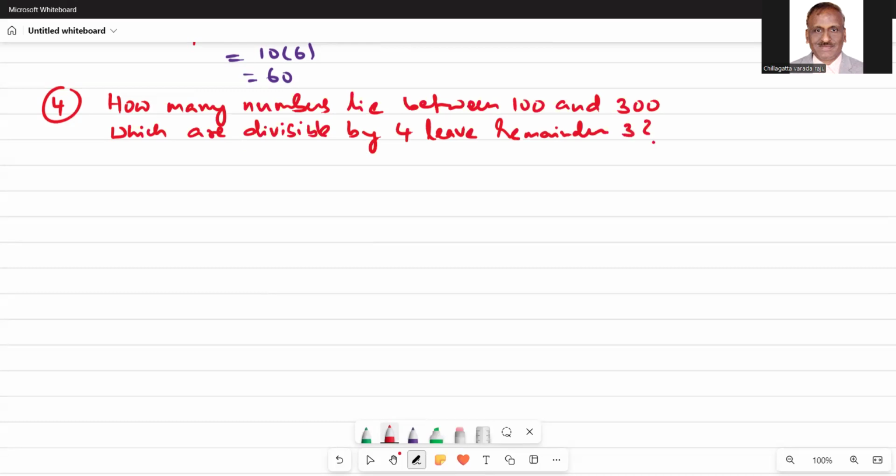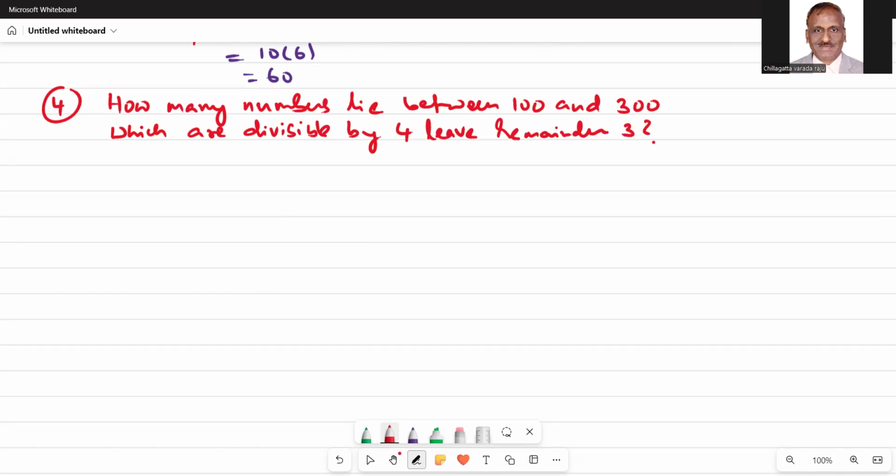Okay. It's again slightly an application question. Normally in the exam or your textbook, what they give is: how many numbers lie between 100 and 300 which are divisible by 4. There the question ends. Here, the little extension of this problem is that we consider numbers such that when you divide by 4, the number always leaves the remainder 3. Such terms we have to take as arithmetic progression terms.